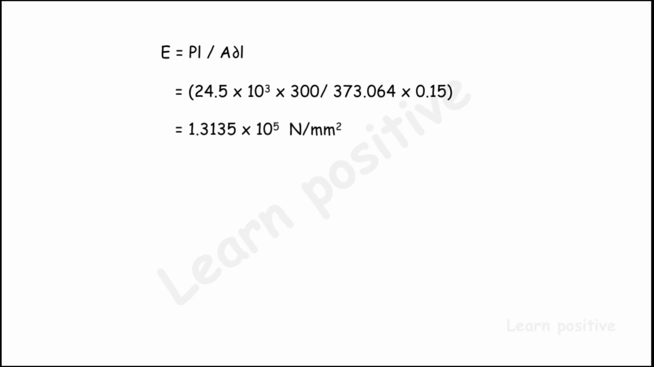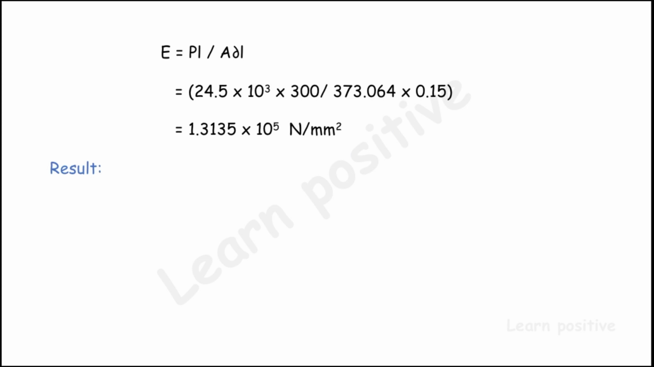Now I am going to substitute the value of load, length, area and deflection. So the value will be 24.5 into 10 to the power of 3, that is load, and into length 300 divided by area 373.064 into deflection 0.15. Now I am going to substitute the values in the calculator and I get the value of Young's modulus as 1.3135 into 10 to the power of 5 Newton per mm square. The value will be the same in the first method and the second method. And if you get 13,135 in the calculator, it is also a correct answer.